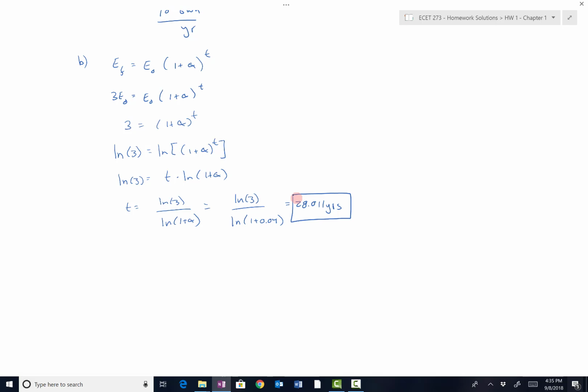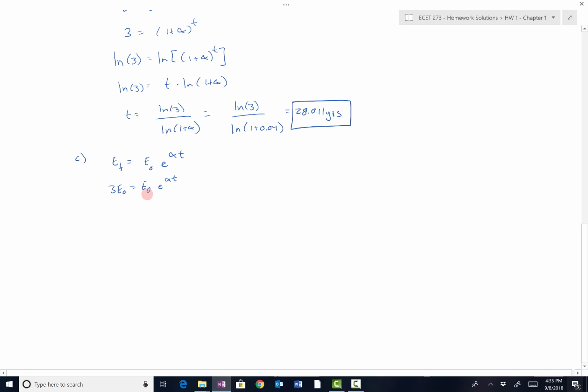To finish off the problem, we need to repeat it for a continuous exponential growth model. So in C, the final value is equal to the initial value times e to the alpha T. That's continuous exponential, which involves the natural number e. Again, we get 3E0 since we're looking for the tripling time. That's equal to E0 e to the alpha T. Same process pretty much: we're going to divide both sides by E0. That leaves us with 3 equals e to the alpha T.